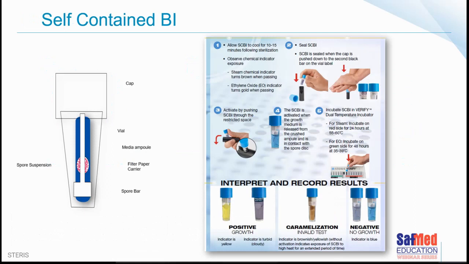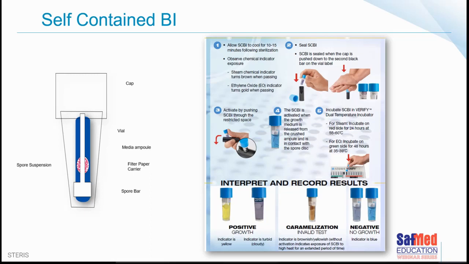Self-contained biological indicators, as you know, contain spores on a paper carrier that's represented with the pink dots in our schematic on the left. They are then placed in a vial with an ampule of media, which is the blue in the schematic over there. The test biological indicator is placed in the autoclave in a full load and sterilized, then removed from the autoclave, the vial is sealed, and the glass ampule is crushed to release the media, which is the food. We want to see whether the spores will or will not grow.